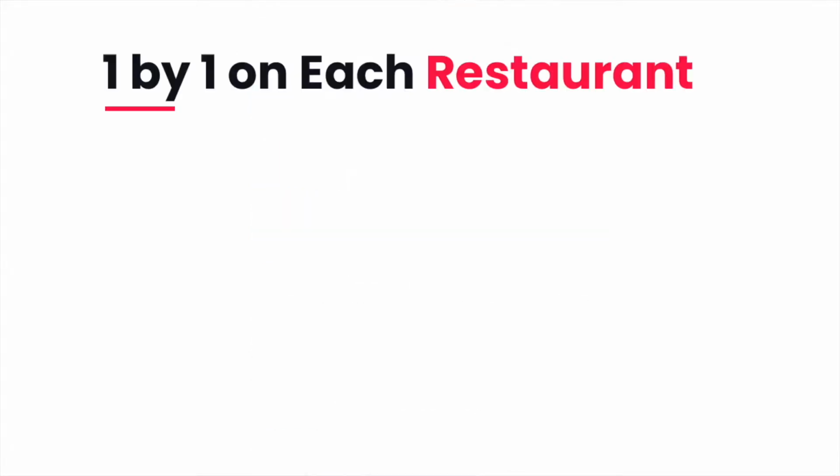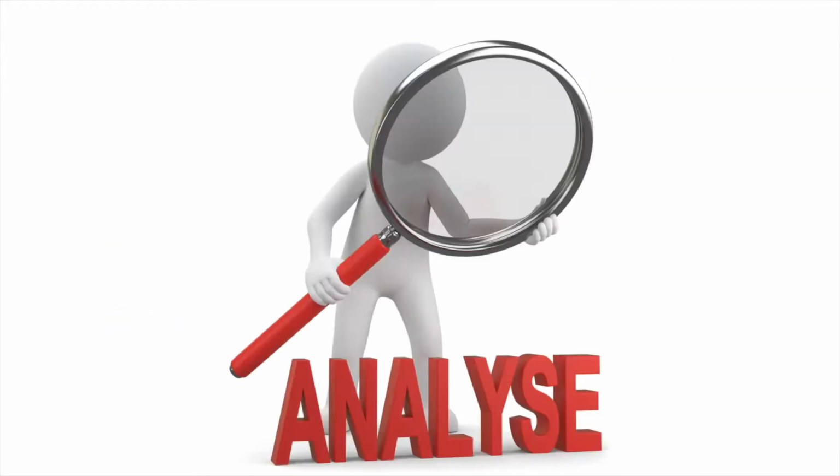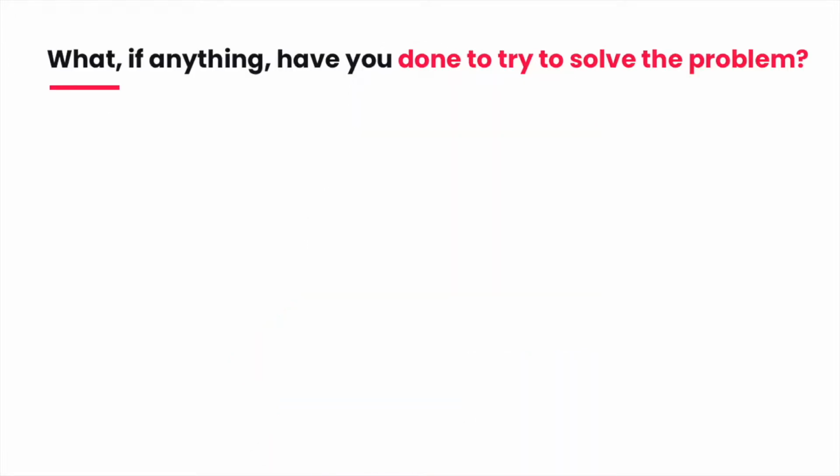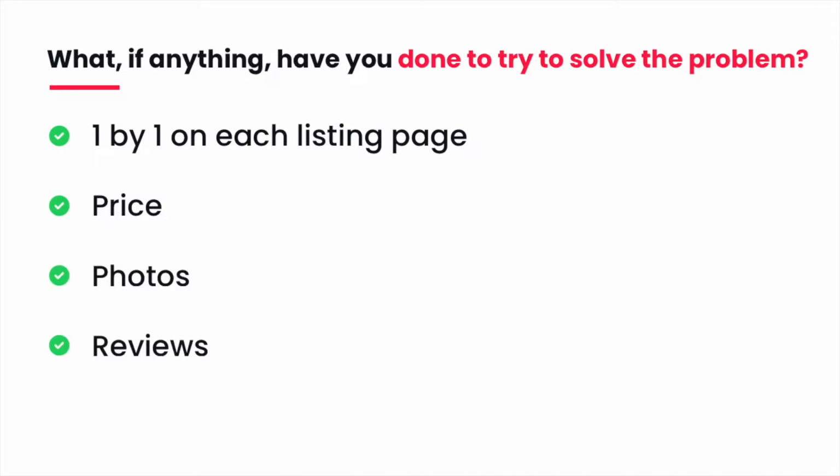So he had to go to every restaurant and check the prices and reviews of biryani. And some restaurants did not even have images of biryani. So it took a lot of time to analyze and his effort took a lot. So we can ask him how he solved this problem. Then he can say that he had to go to every restaurant listing, check the price, photos and check the reviews. And after that he placed his order.